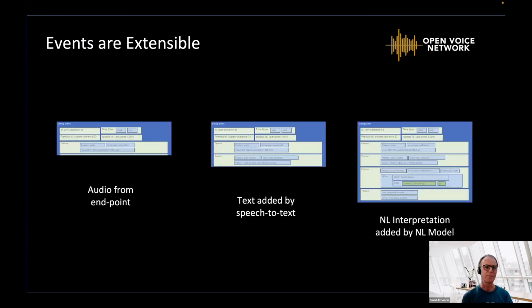here's an example of how these events could get built up. So the endpoint, for example, could generate audio, which is then passed to a speech-to-text engine, which then adds the text feature to the dialogue event, which then gets passed to a particular agent that may then use its own local microservice natural language agent to add a meaning interpretation that's specific to itself, resulting in the packet that we saw on the previous slide.